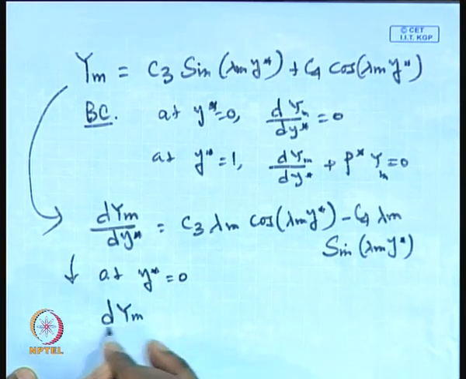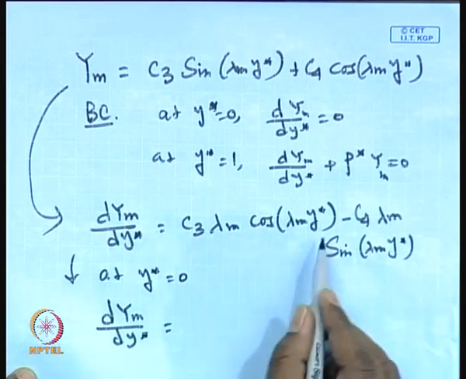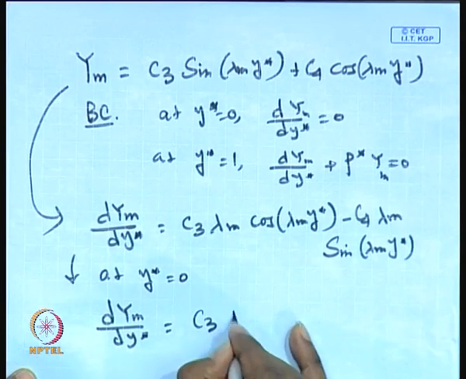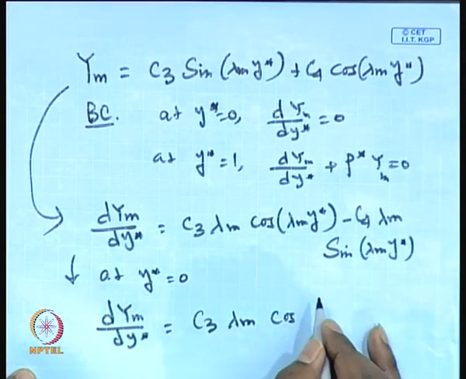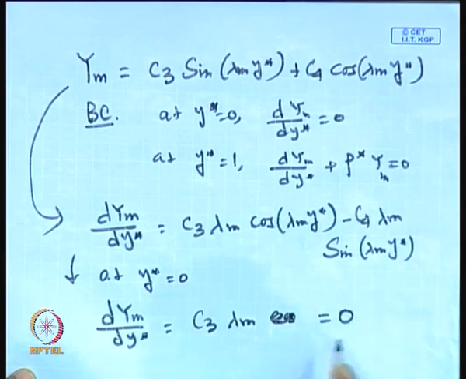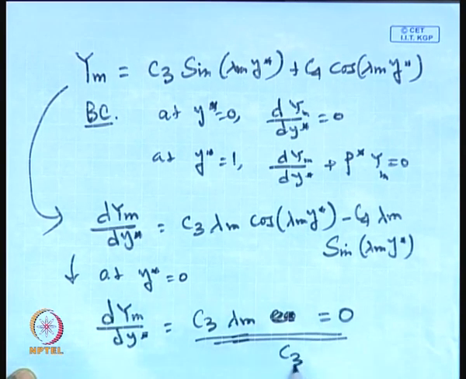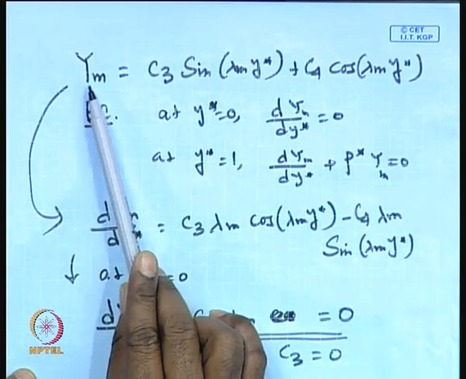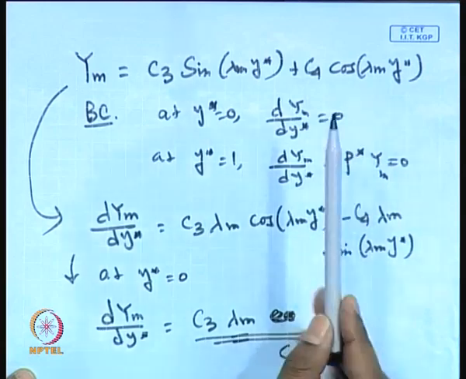So, dY m dy star at y star equal to 0 means the sine part will be equal to 0. So, you will be having c 3 lambda m, cosine 0 will become 1. So, that will be equal to 0. And lambda m cannot be equal to 0, because if lambda m is equal to 0, then the whole thing boils down to a trivial solution. Therefore, in order to satisfy this boundary condition, your c 3 must be equal to 0. So, if your c 3 is equal to 0, the whole solution of the y varying part becomes Y m is equal to some cosine variation.